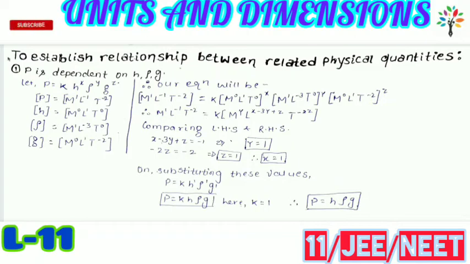Let us discuss the third use of dimensional analysis, that is, to establish a relationship between related physical quantities. That means there are some physical quantities which are related somehow. Let us suppose an example: m into a is equal to force, that is, force is equal to mass into acceleration. So how are these quantities related? Pressure is equal to force upon area.